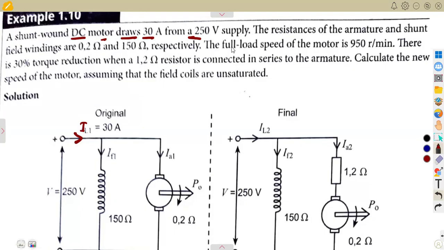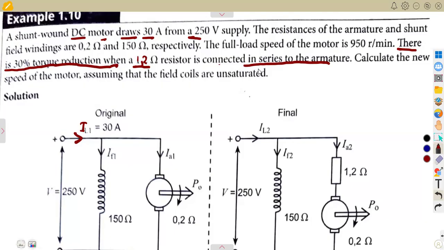Then after you read this information, you're going to come to this statement where they are saying there is a 30% torque reduction when a 1,2 ohm resistor is connected in series to the armature. That condition tells you that now you're working with the speed control. There is an additional resistance. Where is it connected? You must be careful.